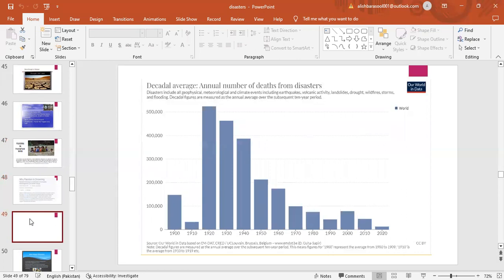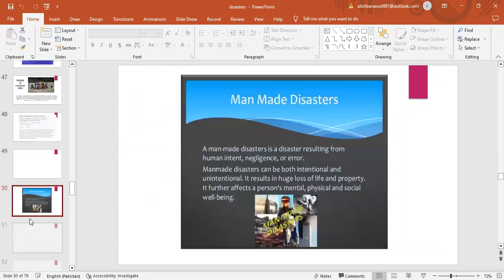Decadal average annual number of deaths from disasters. Disasters include all geographical, meteorological, and climate events, including earthquakes, volcanic activity, landslides, drought, wildfires, storms, and flooding. Decadal figures are measured as the annual average over the subsequent 10-year period.